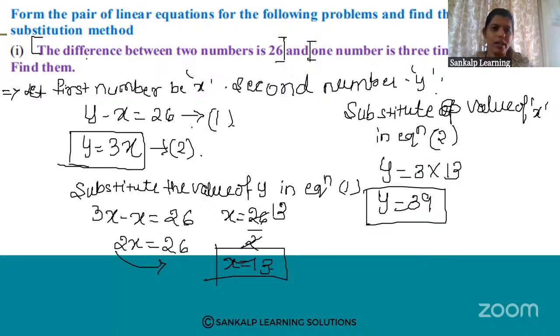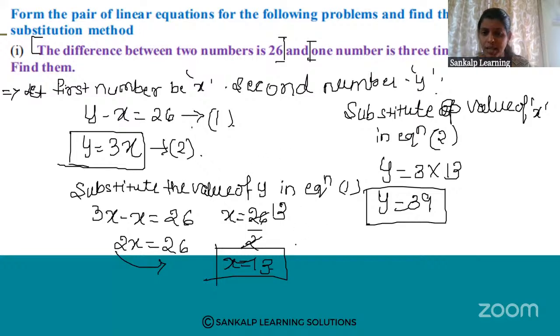Yes, the difference between two numbers is 26. Y minus x is equal to 26 and one number is 3 times the other. Therefore, y is equal to 3x. Substitute the value of y in equation number 1. 3x minus x is equal to 26. So 3x minus x is 2x. 2x is equal to 26. If you transfer 2 to this side, you will have 26 divided by 2. That is 13. You will get 13. Substitute the value of x in y.